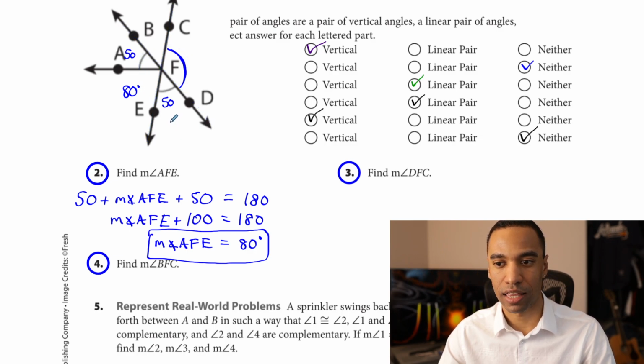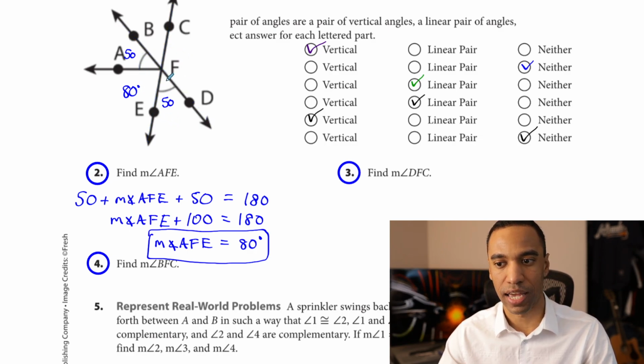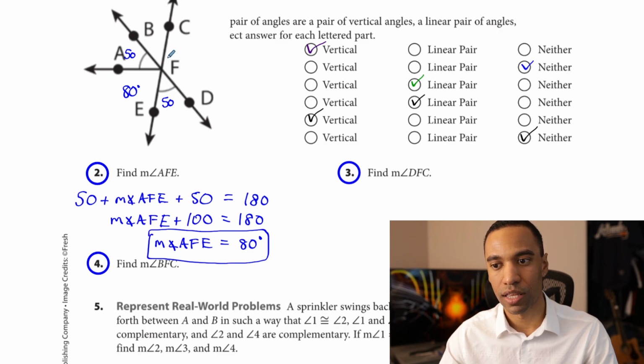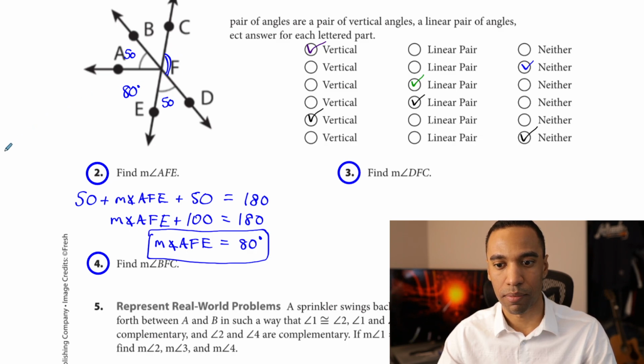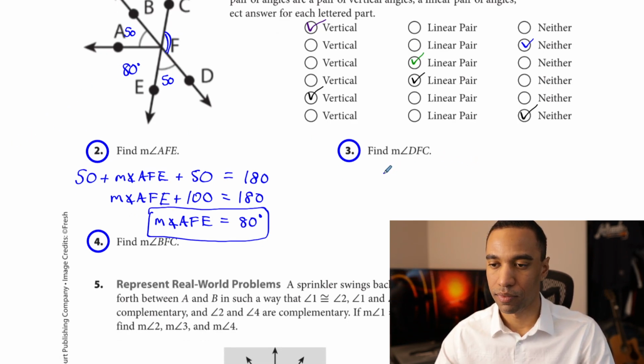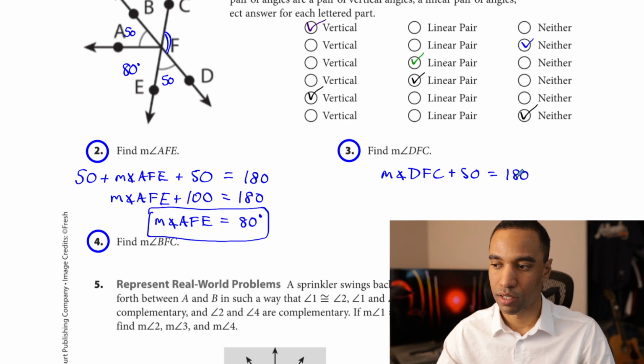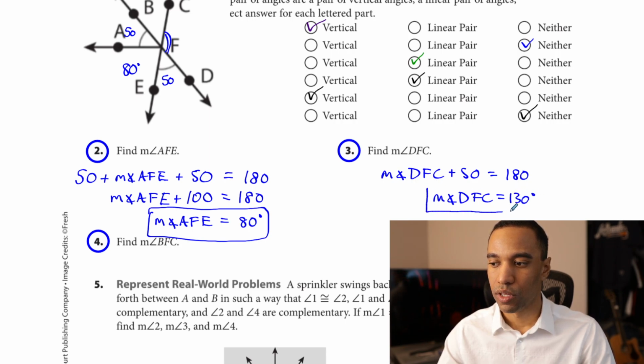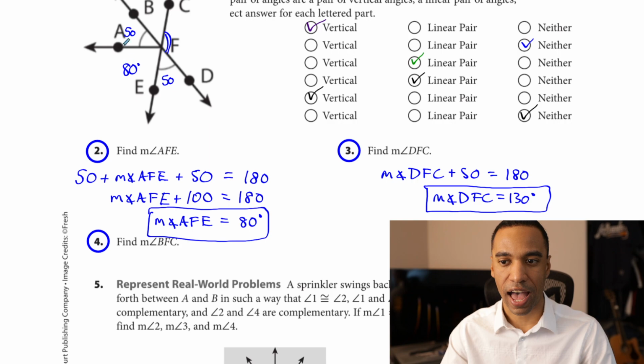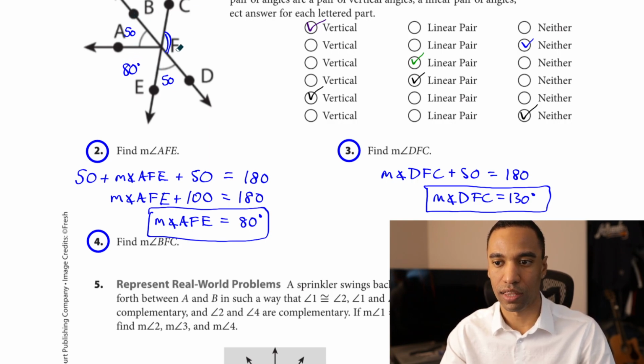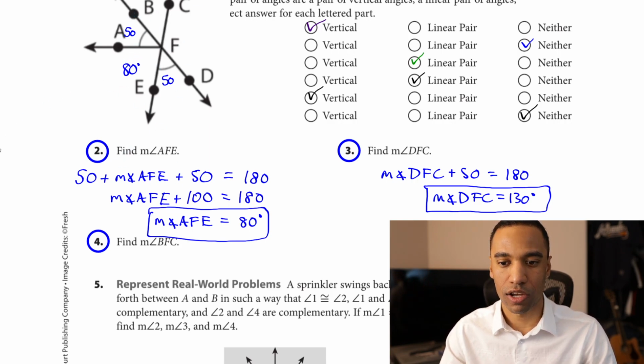If you don't recognize that, though, let's go with a linear pair instead. Let's talk about this 50 degrees. This total is a linear pair, that and that. So this 50 degrees with the measure of angle DFC adds to 180. Then we subtract 50 from both sides, and we get the measure of angle DFC equals 130 degrees. So notice we still get 130 regardless of whether I added 50 with 80 and said they're equal or did it this way. And the final one is the measure of angle BFC.